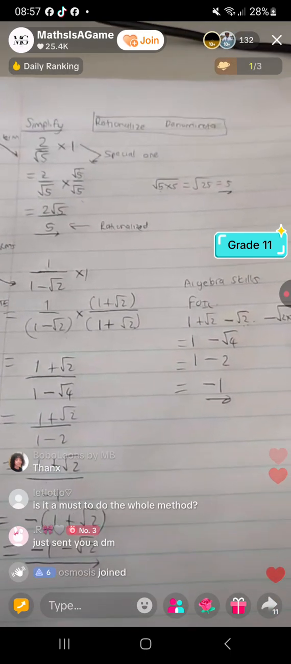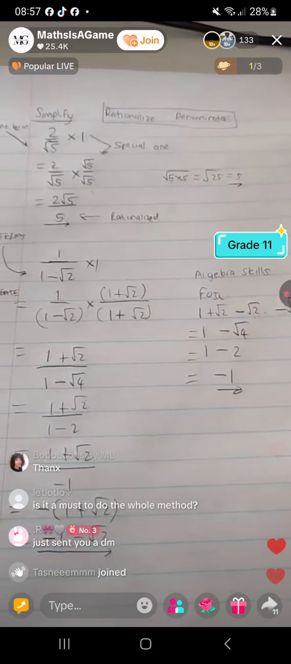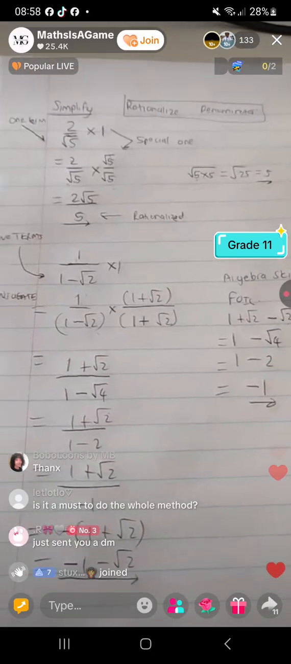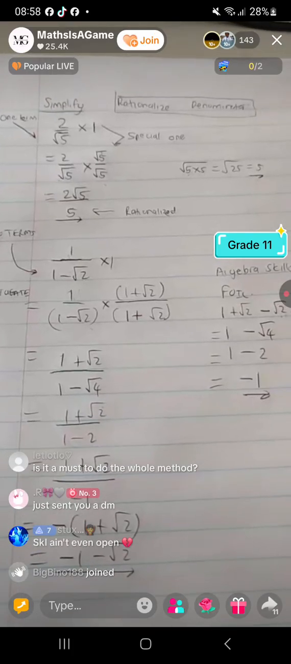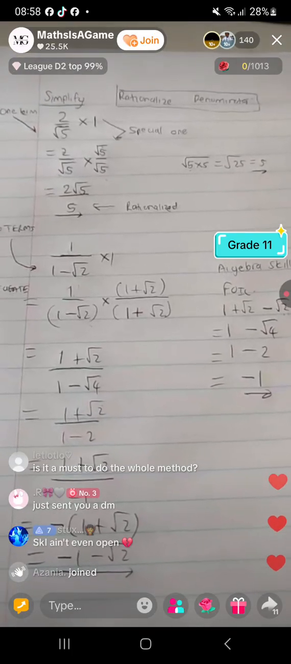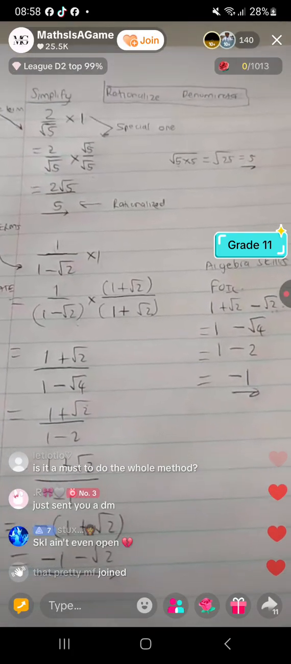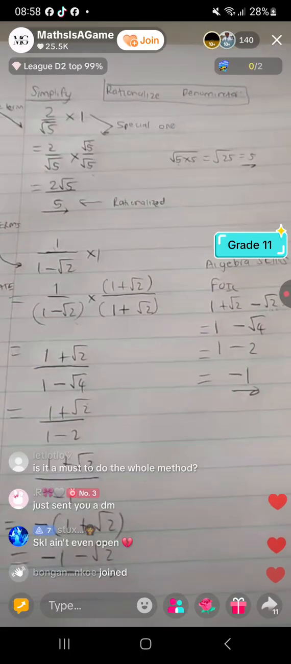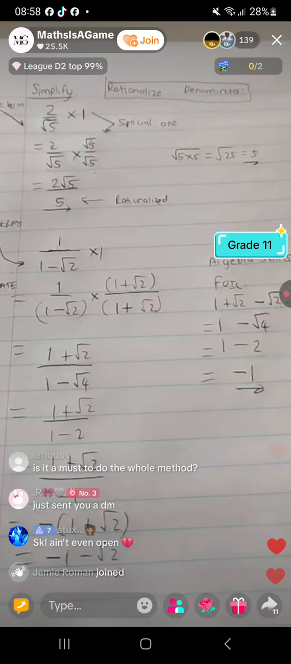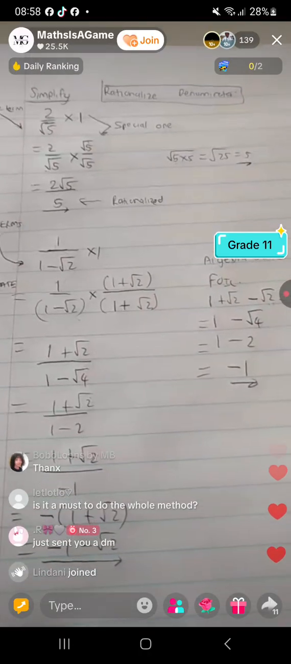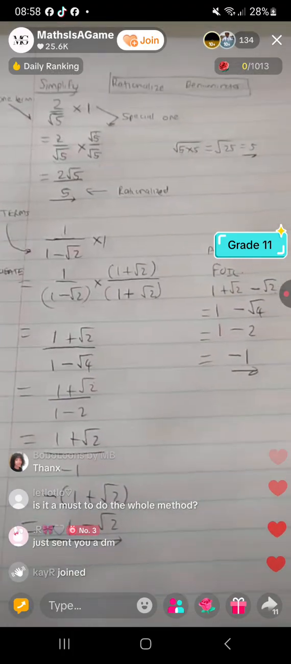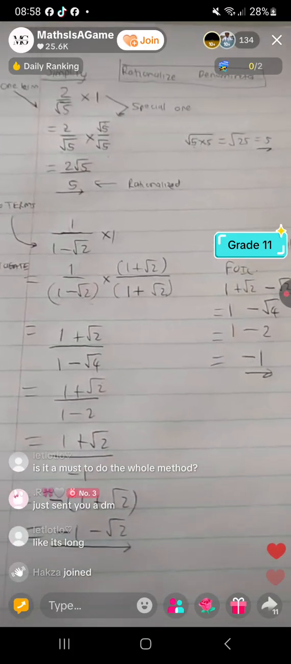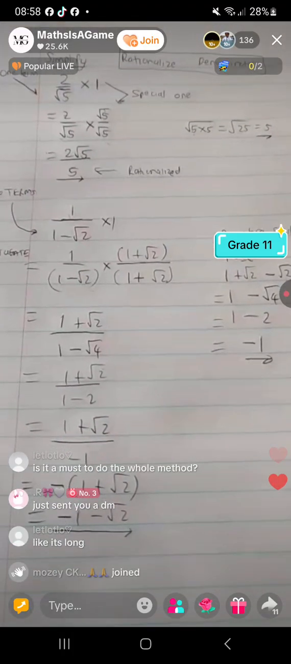Uletloho is like, is it a must to do the whole method? What do you mean, is it a must to do the whole method? Stooks is like, schools ain't even open. Heartbreak. Well, the thing is, schools aren't open. Some schools are open, my friend. This one is open, right? So stick around, Baba. Or like, it's long.